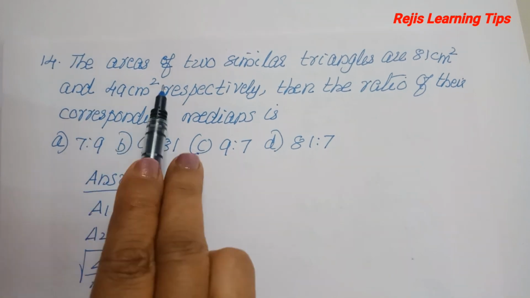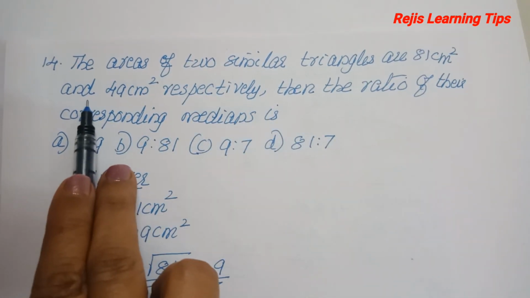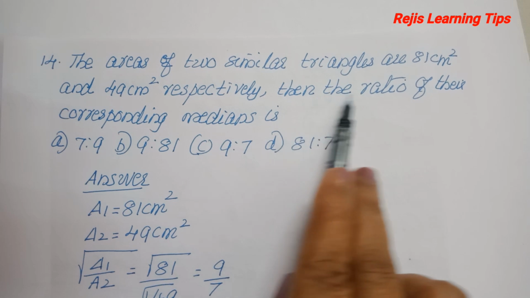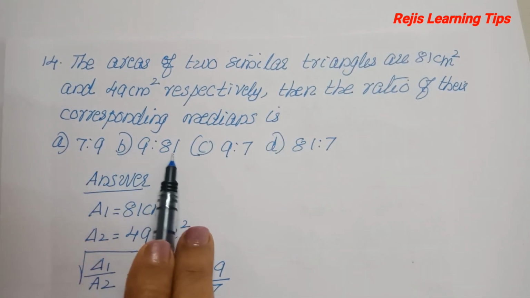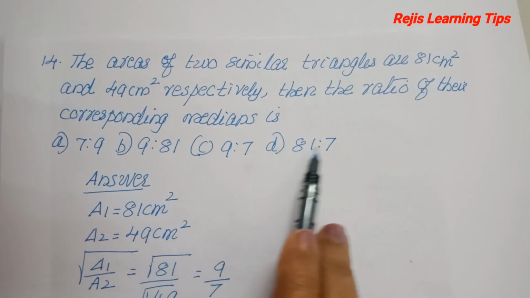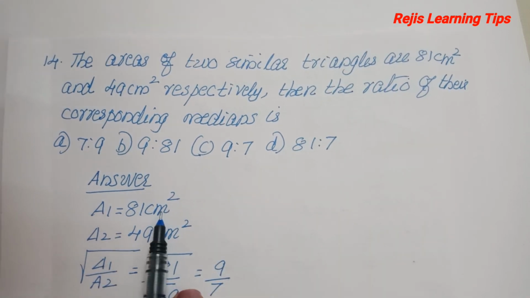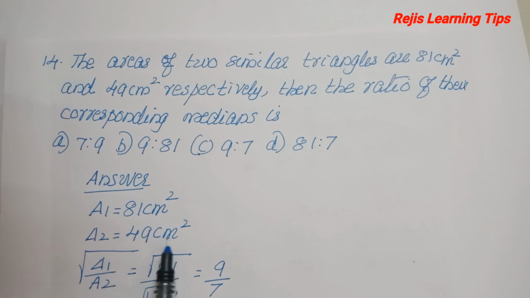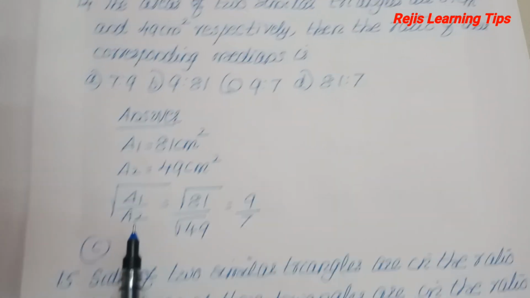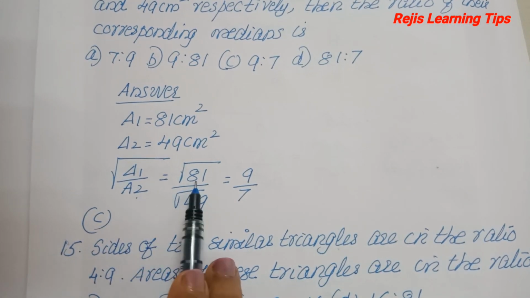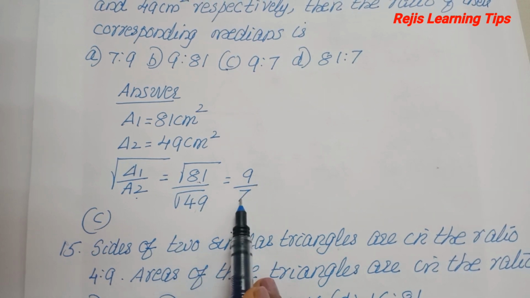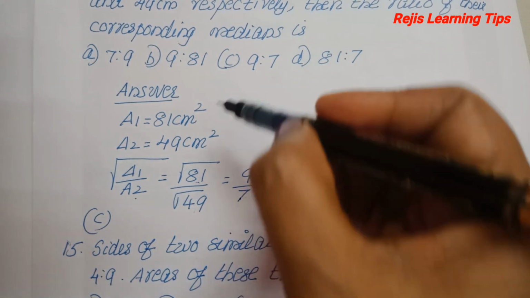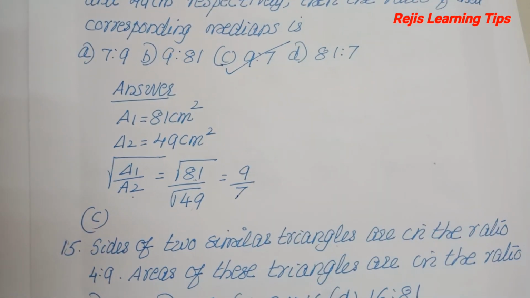Then 14th question: the areas of two similar triangles are 81 cm square and 49 cm square respectively. Then the ratio of their corresponding medians is 7:9, 9:81, 9:7, or 81:7. A1 is 81 cm square, A2 is 49 cm square. So root of A1 by A2 is equal to root of 81 by root of 49, that is equal to 9 by 7. So our answer is 9:7. So our option is C.